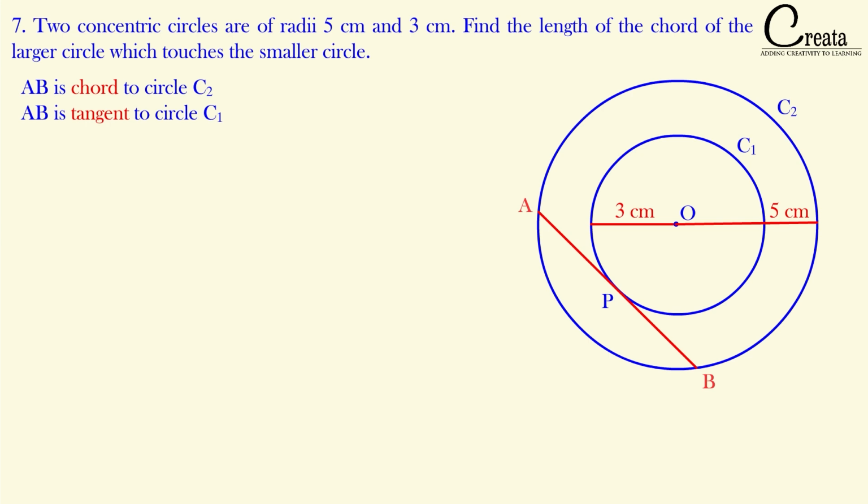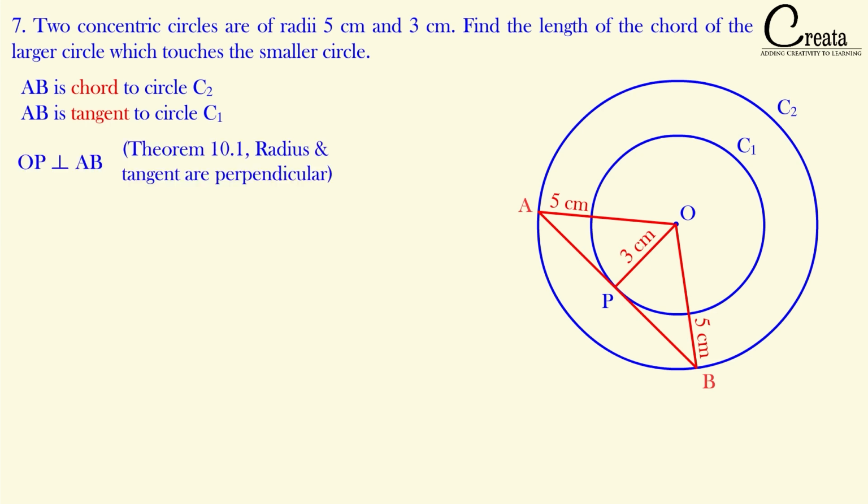The radius of the bigger circle is given as 5 cm. It means OA and OB will be equal to 5 cm. And the radius of the smaller circle is given as 3 cm. It means OP is 3 cm. Further, AB is tangent to the circle C1. And if we apply theorem 10.1, that is, the radius and the tangent are perpendicular to each other, we get OP is perpendicular to AB and these angles will be equal to 90 degrees.